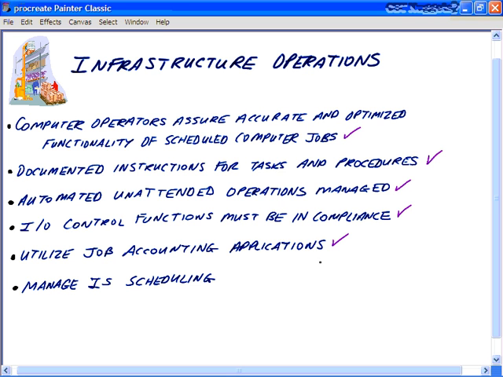And then finally, a big part of infrastructure operations is managing information system scheduling. This is typically done with job scheduling software. By using this software, the job information only has to be configured one time. This reduces potential errors. The job dependencies can be defined. Records are maintained of all job success and failures, and the reliance on manual operation is reduced. A program like Microsoft Project would be a good candidate for managing IS scheduling.